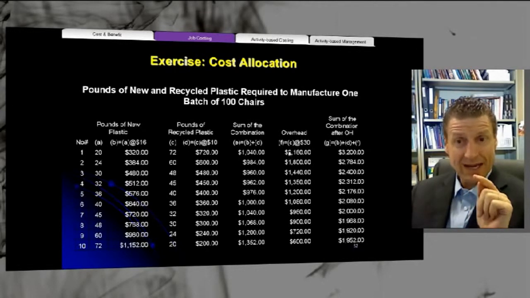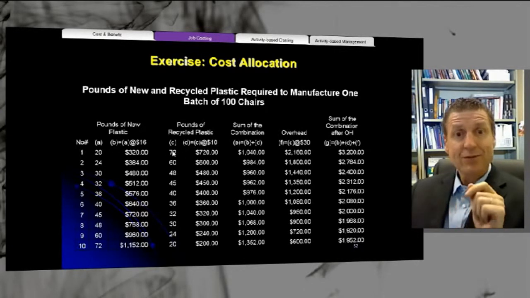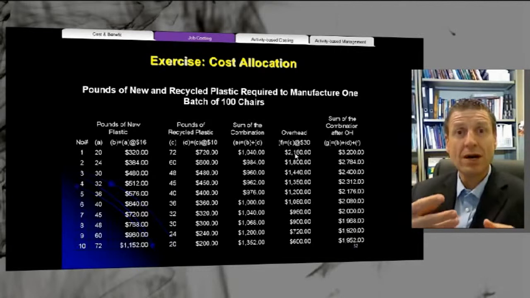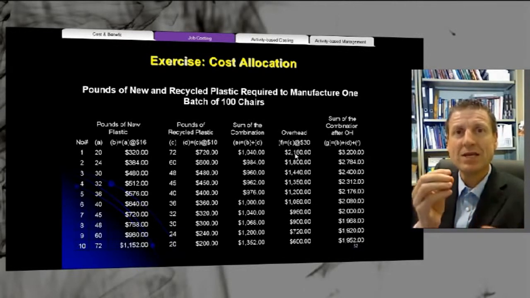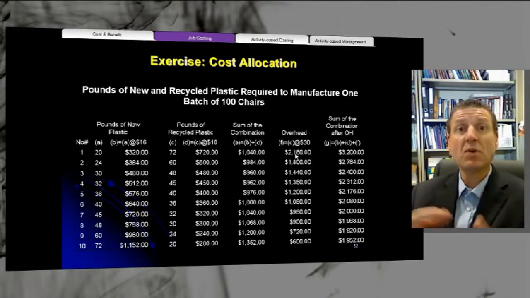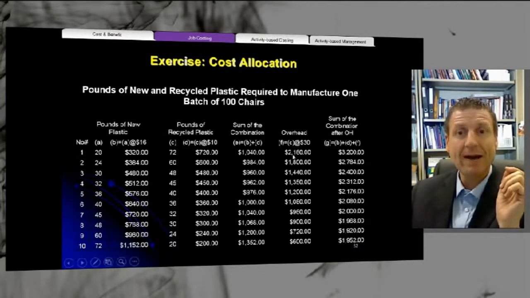Notice overhead allocation, if we have a combination of 20 new pounds of plastic, 72 pounds of recycled plastic, notice the overhead is very, very high. Maybe because we have to spend more time to process the recycled plastic. Maybe there are things we have to clean. Maybe it's harder to work with. Maybe there's more scrap when we're working with recycled plastic. For these reasons, overhead seems to be higher.